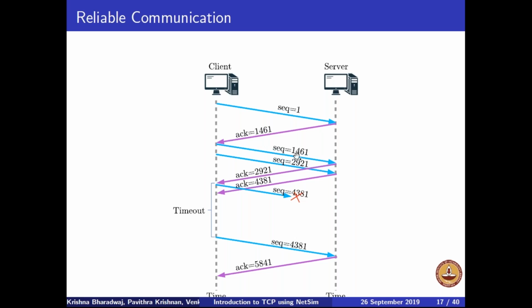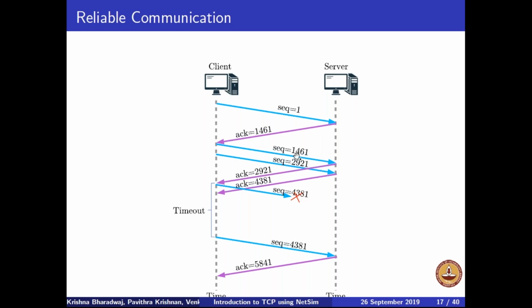Let's assume the fourth packet transmitted by the client is the packet which starts with sequence number 4381. If there is no other packet, then the server has no way to know or acknowledge the loss of a packet, so it does not respond.